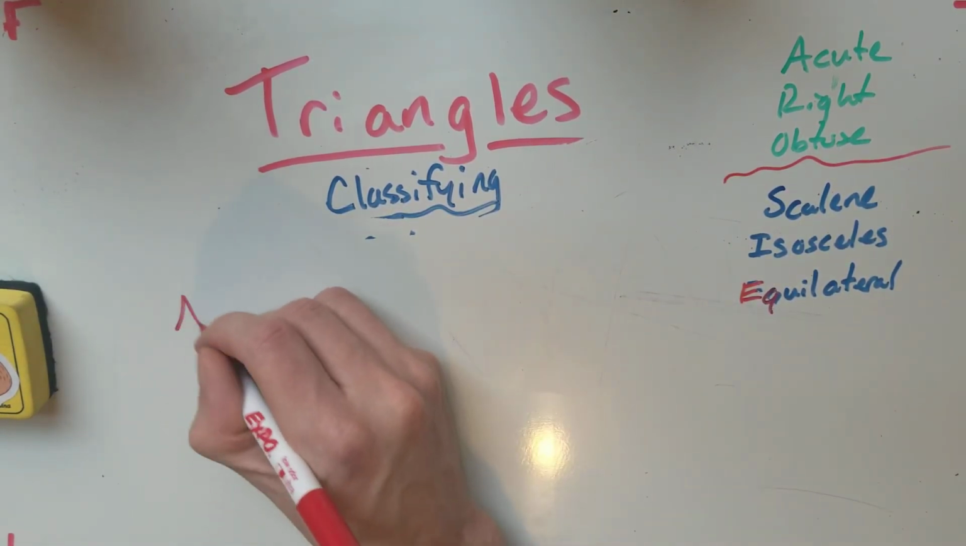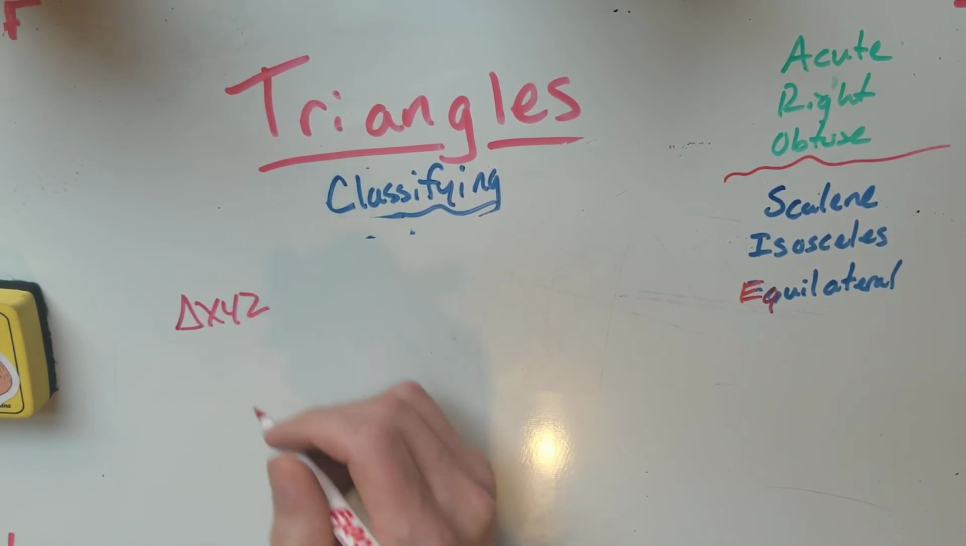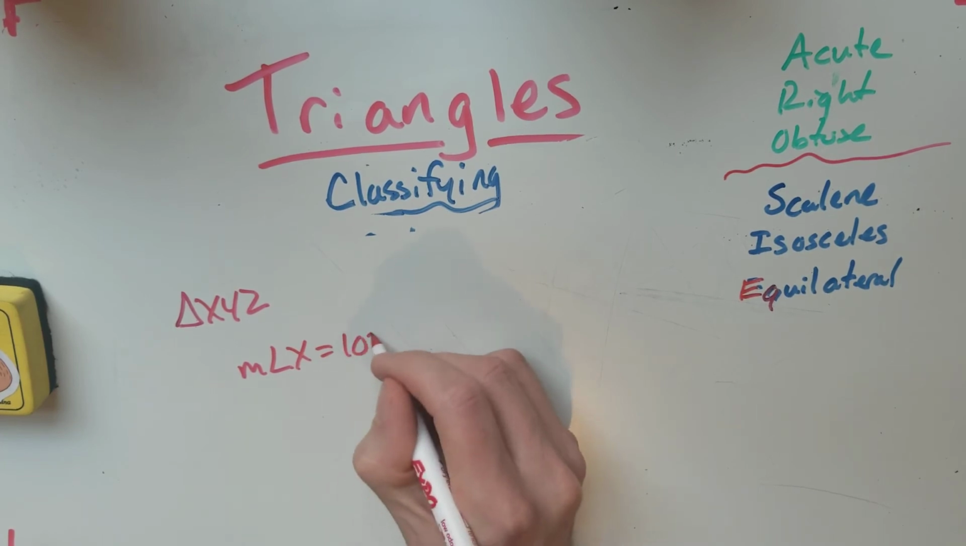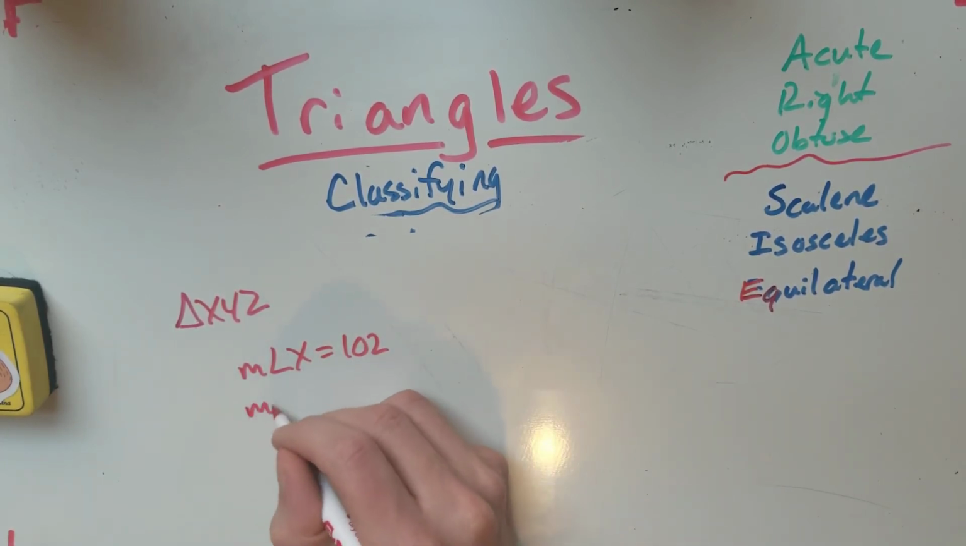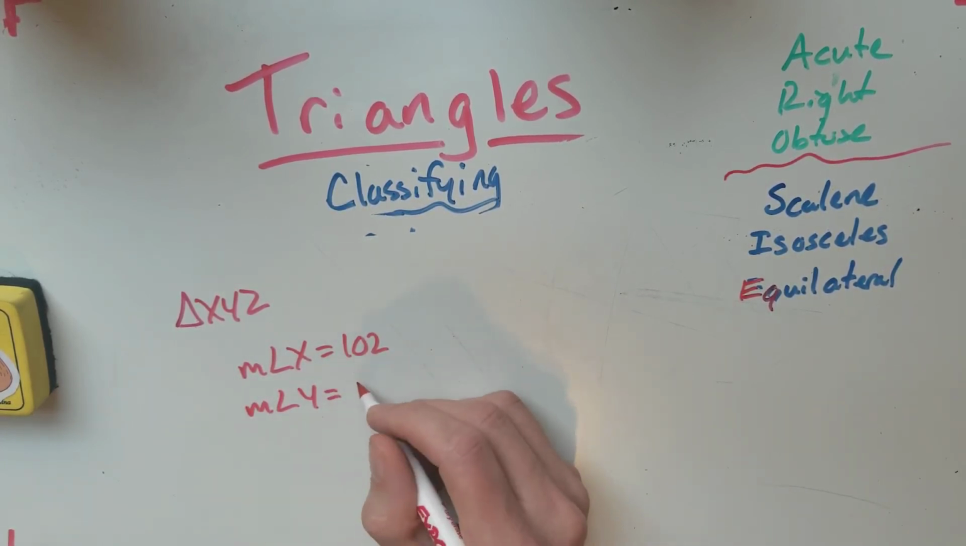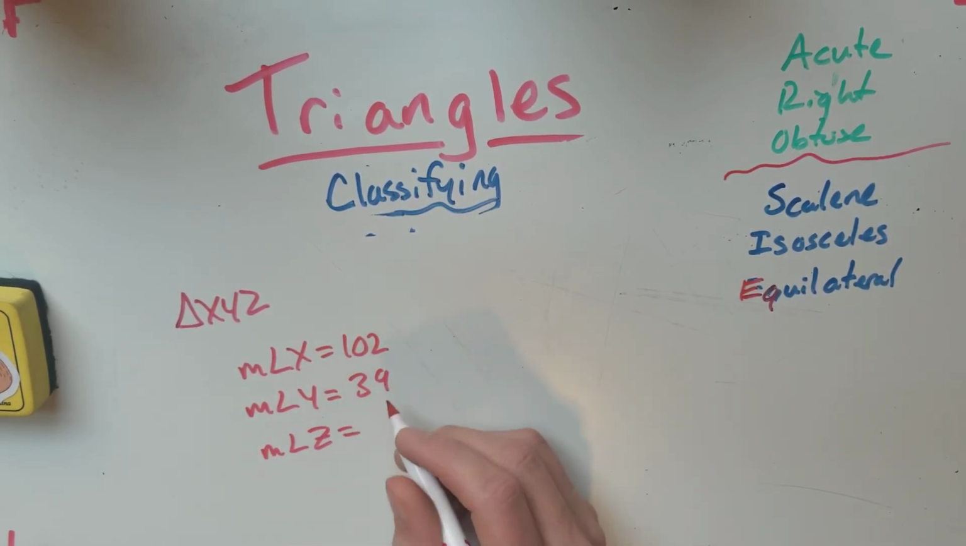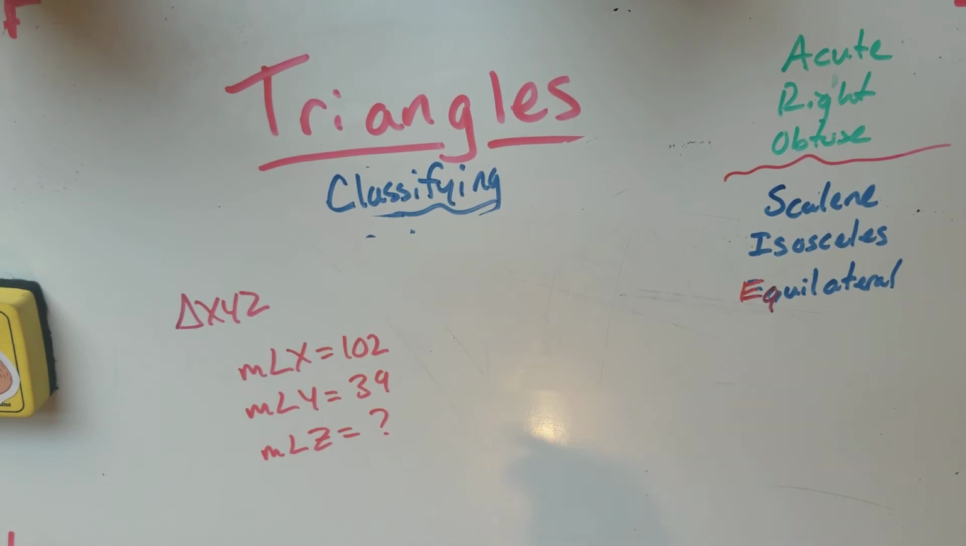We have, in the second one, triangle XYZ. The measure of angle X is 102. The measure of angle Y equals 39. And the measure of angle Z is, we don't know. And we want to classify. So our first thing should be to figure out the measure of angle Z.